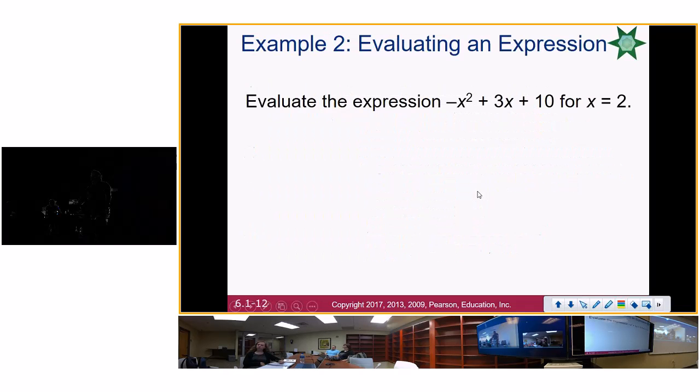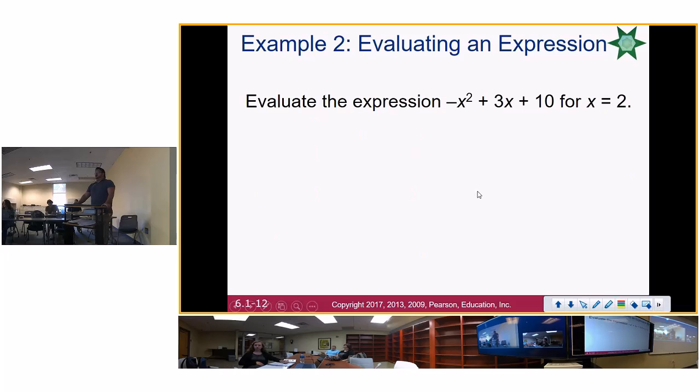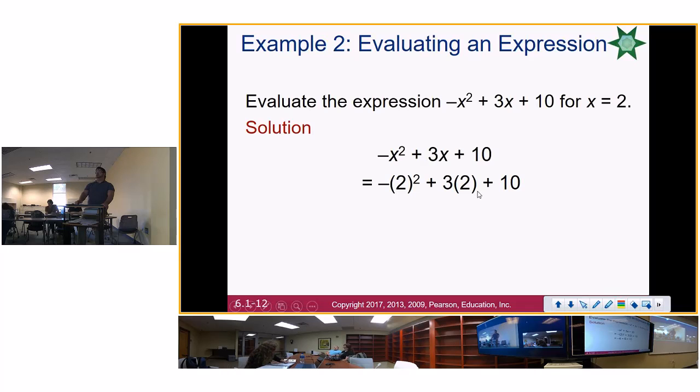All right, there is an evaluation. Write that down because that's a test question. Negative x squared plus 3x plus 10, and x is equal to 2. So what are we going to do with that x? Plug in 2 wherever there's an x and do the math. I'm going to write it down so y'all can look at it. There. Now, that's one question on the first test, not the graphing test.